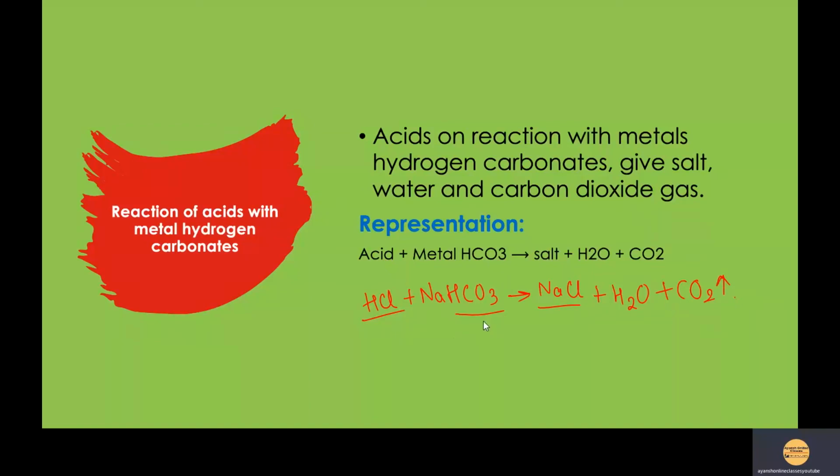So this is the general representation, that when acids react with the metal hydrogen carbonates, they give us salt plus water and CO2. And so is the example we have seen. When hydrochloric acid combines with NaHCO3, we get the salt sodium chloride, and water and CO2 gas evolved out. So this is the way the acids react with the metal hydrogen carbonates.